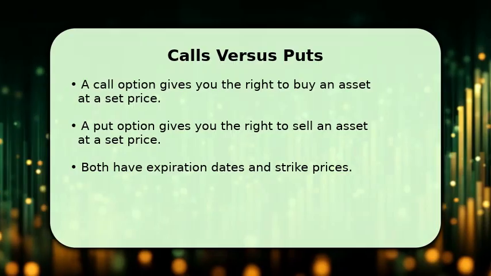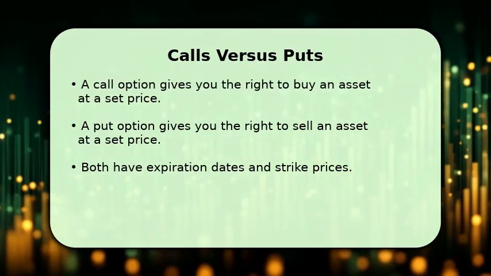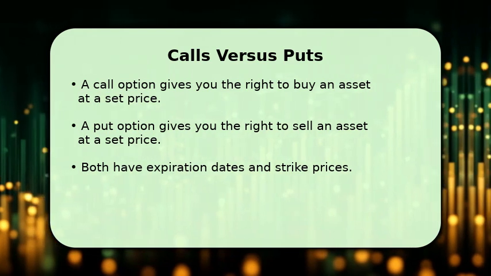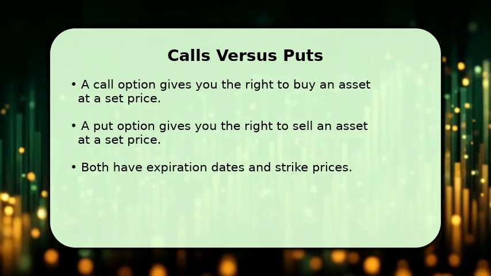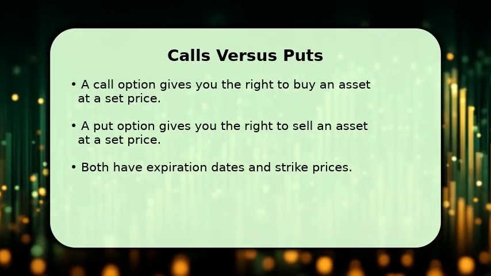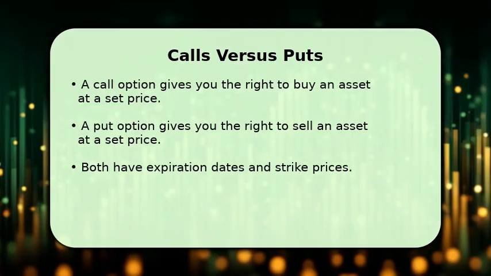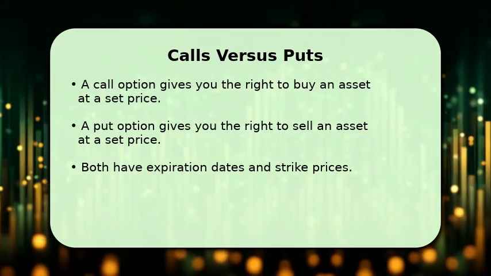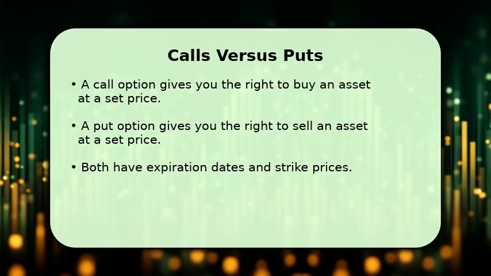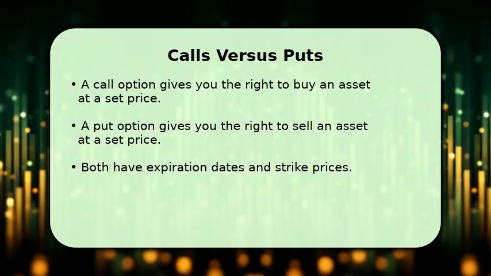Let's dive into the two main types of options, calls and puts. A call option gives the holder the right to buy an underlying asset at a specific price, called the strike price, before a certain expiration date. You'd typically buy calls if you expect the stock price to rise. Conversely, a put option gives you the right to sell an asset at a set strike price by the expiration date. You'd buy puts if you anticipate the stock price will fall.